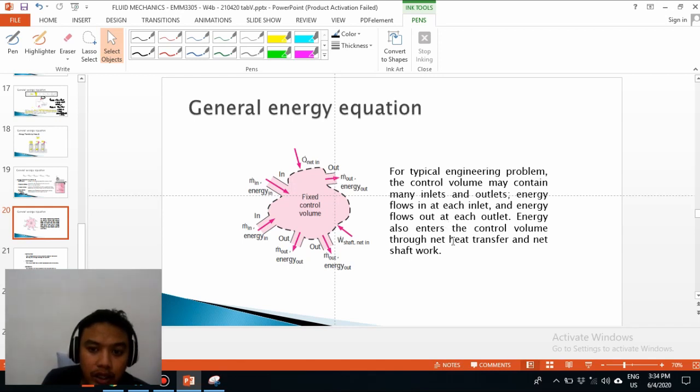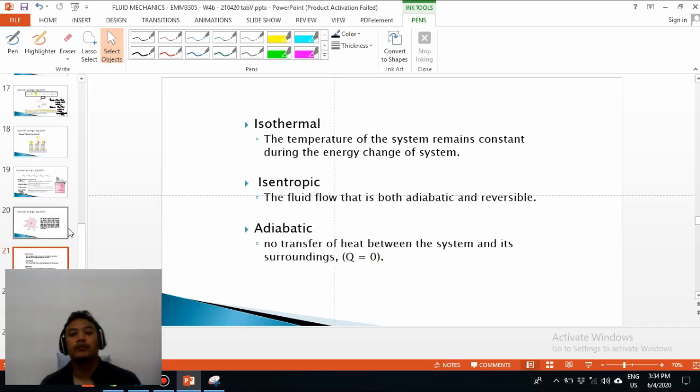Energy enters the control volume through heat transfer and net work shift. For the fixed control volume, we will have a Q dot net in, based on heat, and also W dot net in. We also have energy from mass flow rate. For example, the flow going inside is M dot in, and also M dot out. So all these things should be included. What goes in should go out in order to get the equilibrium results.